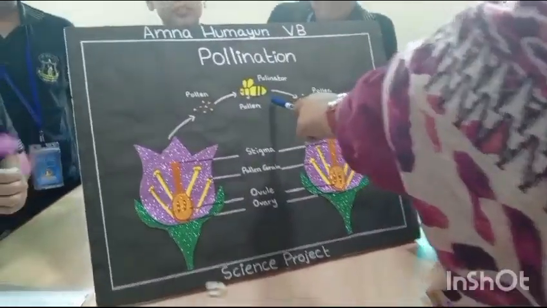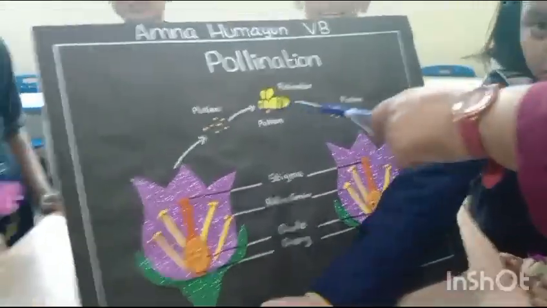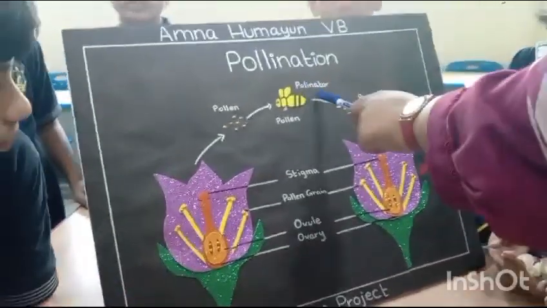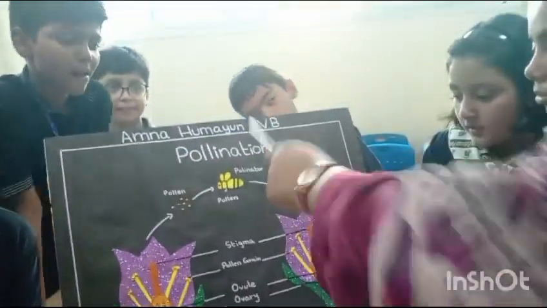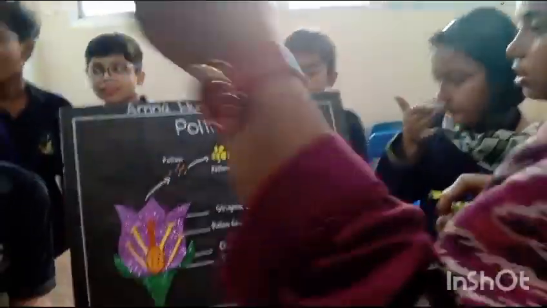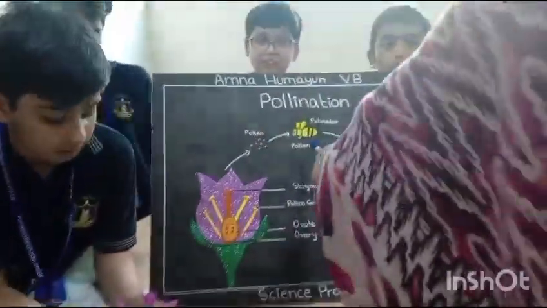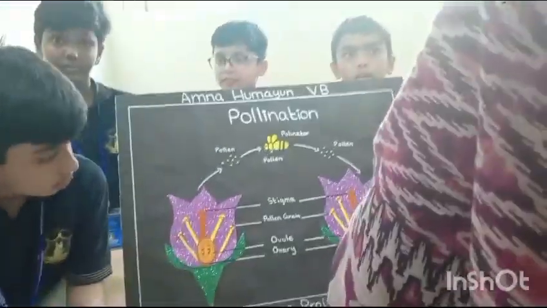And in this project you can see a honeybee also. The honeybee is a pollinator, and what is the function of a pollinator? It transfers pollen grains to other areas. And then this is the sepal.